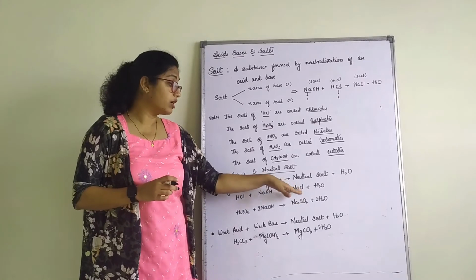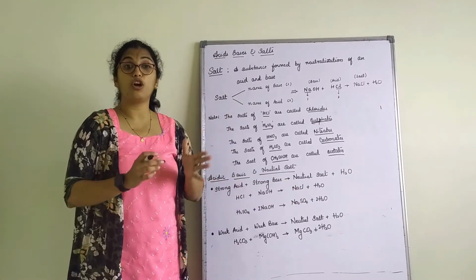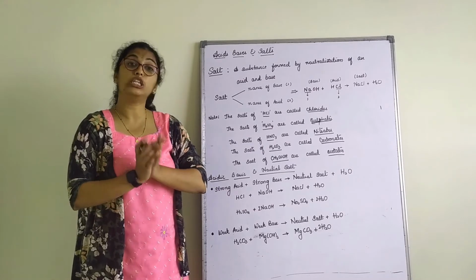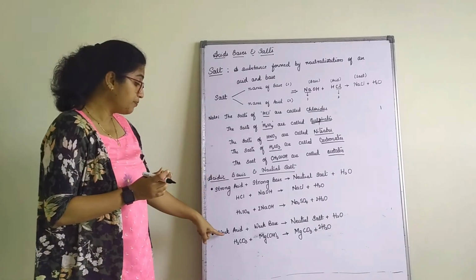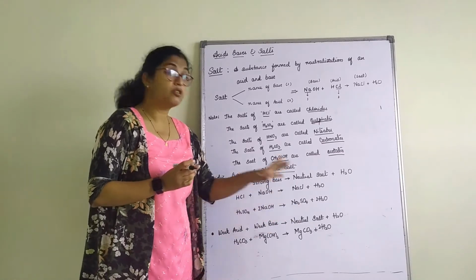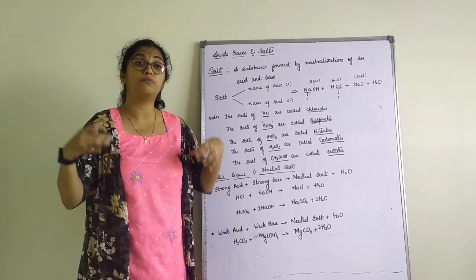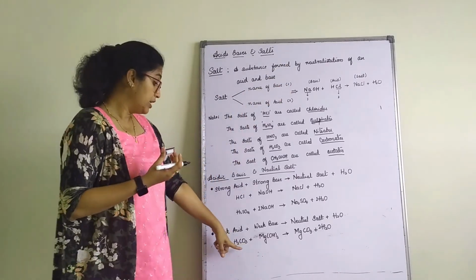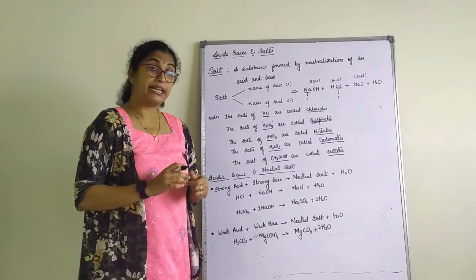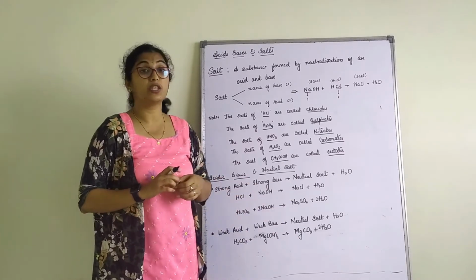So here, when a strong acid reacts with a strong base, we always get a neutral salt. Similarly, if a weak acid reacts with a weak base, we also get a neutral salt. Why? Because both are either strong or both are weak. Carbonic acid plus magnesium hydroxide will give you magnesium carbonate plus water.